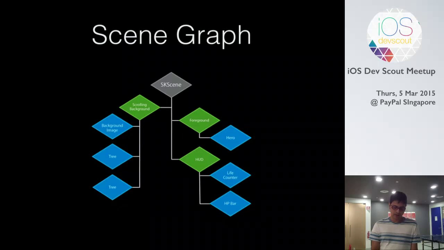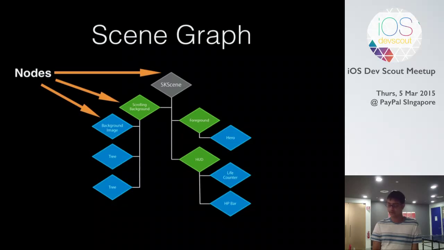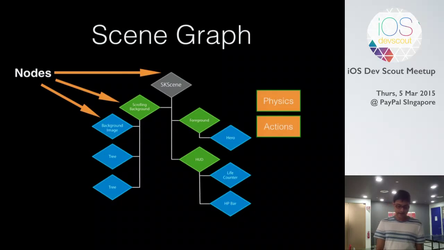You basically draw things like nodes on these scenes, and nodes represent, again, in the adventure game, we saw the archer, that archer is a node. The trees, those are individual nodes. And a background image and all those things are nodes, different nodes. And sometimes you want to apply different physics to these nodes, and you want to have some kind of action with these nodes.